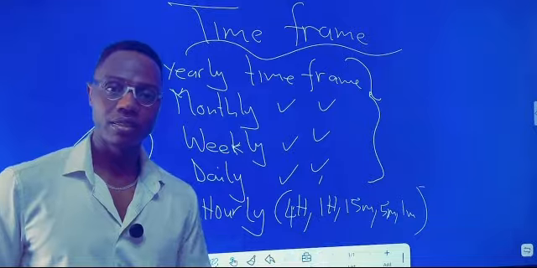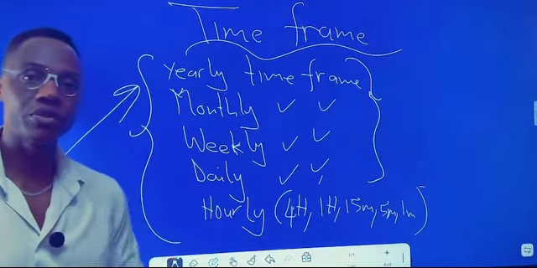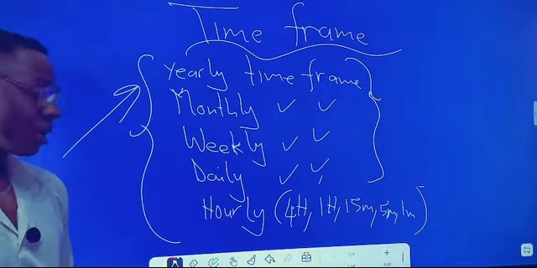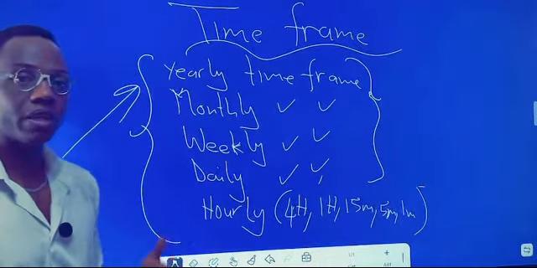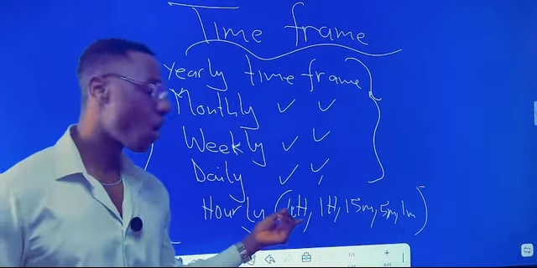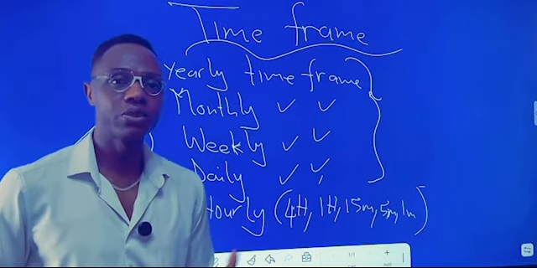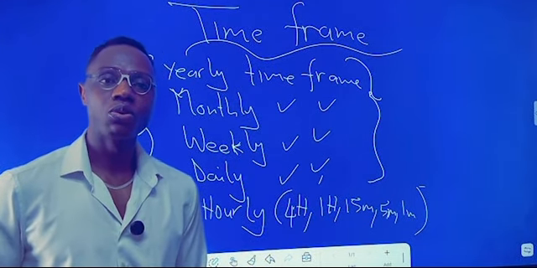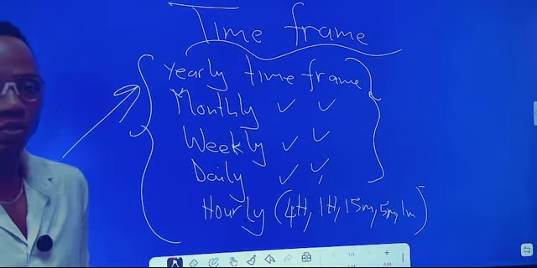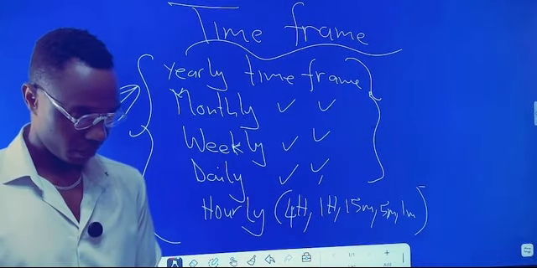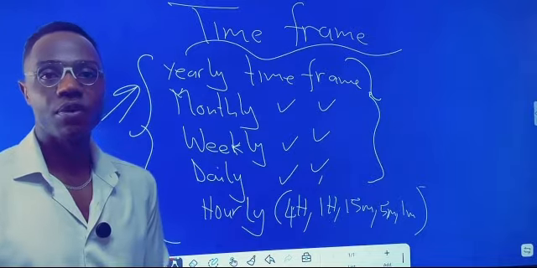So you need a very strong support and resistance zone in order to execute the trade. If you are an intraday trader, your support and resistance zones and trend lines should be based on the 4-hour time frame. An intraday trader is someone that takes a trade and closes it within a day. It doesn't hold the trade for 24 hours.